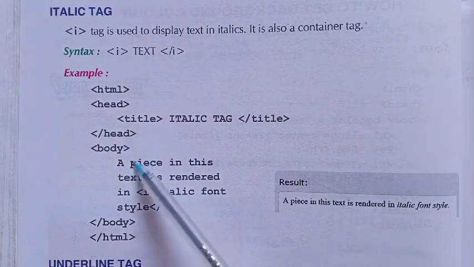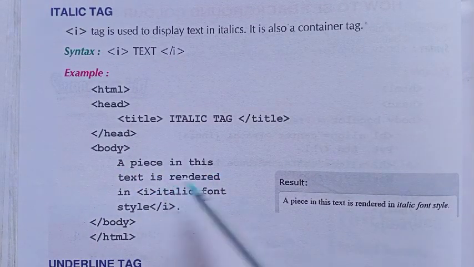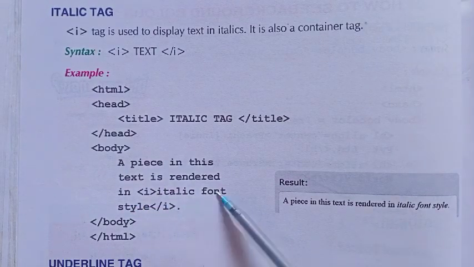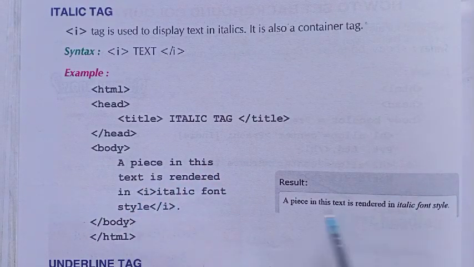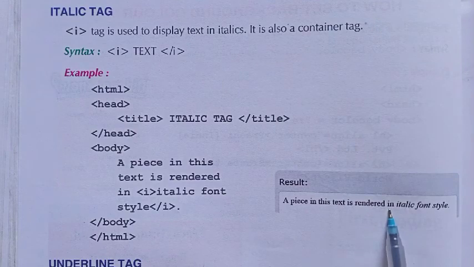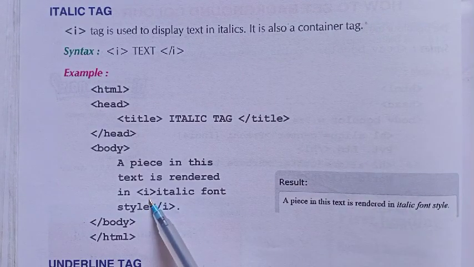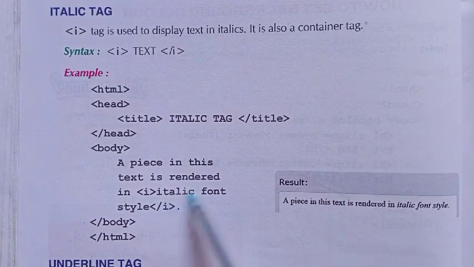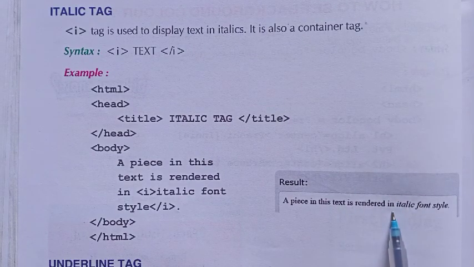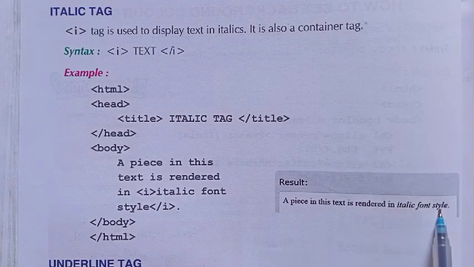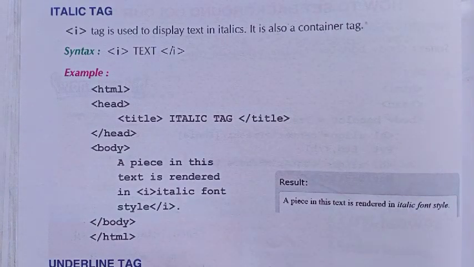As in the example you can see in the body, a piece in this text is rendered in italic format style. So you can see the text written till "in" is in the normal style, but from where you have written the I tag, and between these two I tags, whatever is written appeared in the italic style. A piece in this text is rendered in, this is normal, and wherever you have made use of the I tag, it is in this slanting format now, italic font style. So this way you can make your text italicized also.